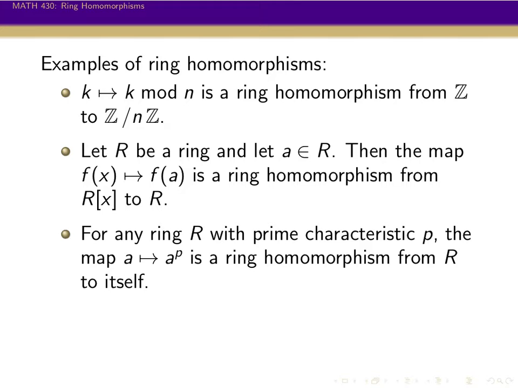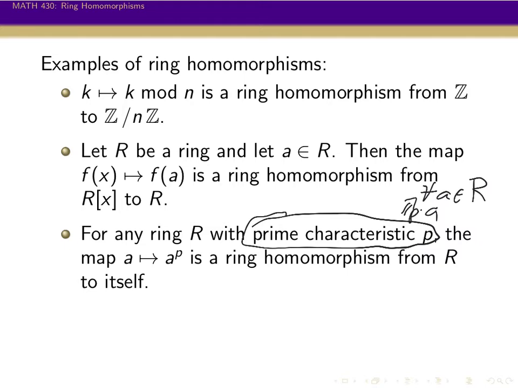So for any ring R that has positive characteristic, so the characteristic is not 0. Remember, the characteristic being a prime p means that for any element a in the ring, if we add a to itself p times, we end up with 0. Okay, and so that's what characteristic p means, and we need this characteristic to be prime. Then there's a map that sends any element a in the ring to a to the pth power, and this turns out to be a homomorphism.